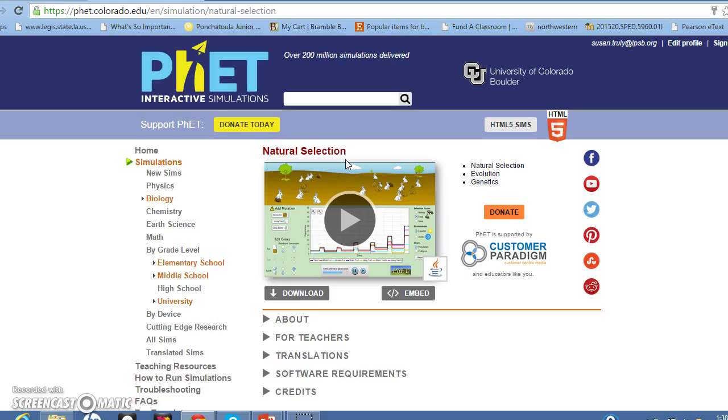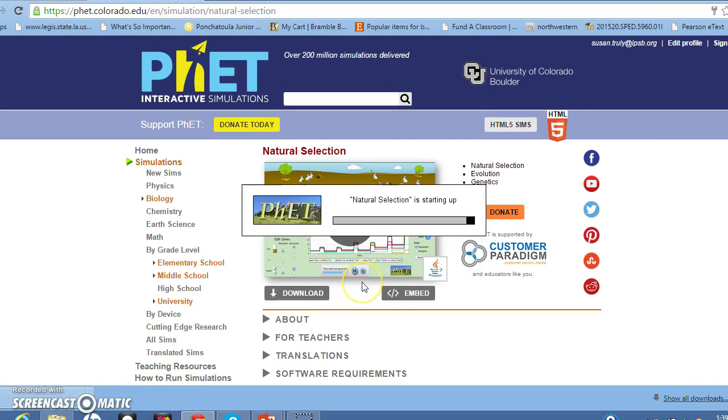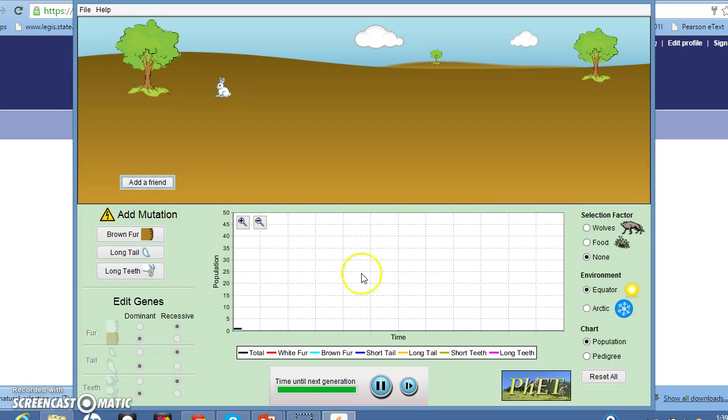So we will show you how this theory of natural selection is demonstrated, where we can manipulate variables and analyze the results. I'm going to go ahead and download a simulation and pull it up for you. All right, so here we have a simulation on rabbits and different variables we can actually use.